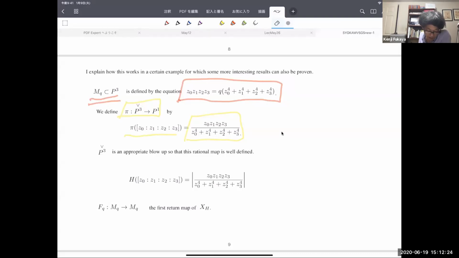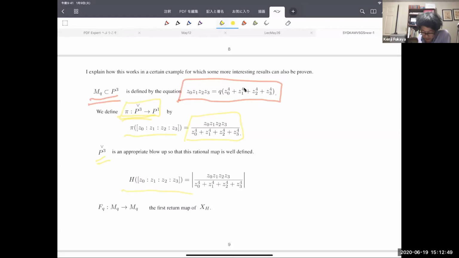We just blow up this basic locus several times. Then we get this map pi from this blow up of P3 to P1. And that is a very typical example. So this is more global, but this is a typical example of a one parameter family of deformations. And this kind of family is studied much in mirror symmetry.